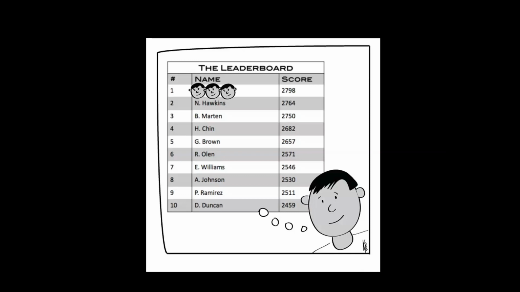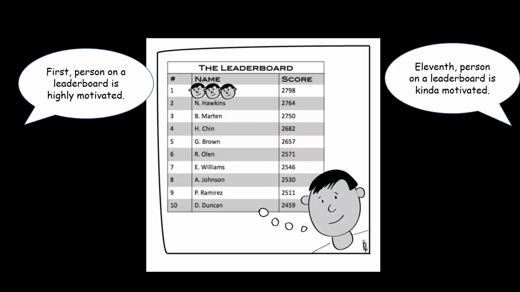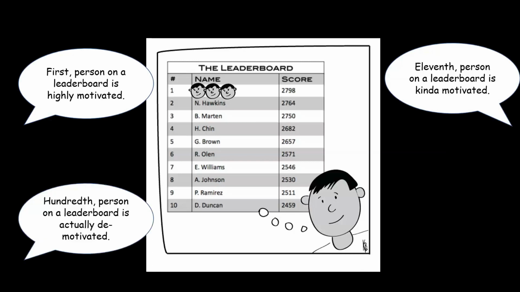And I always say about the leaderboard, the first person on the leaderboard is highly motivated. The 11th person, kind of motivated, not much. The 100th person, not motivated at all. So you have the undesirable effect of, hey, I'm 100th on the leaderboard. I'm never going to catch up. I quit. I'm not going to go through all this. I'm done. So that's an undesirable behavior because you don't want somebody to quit. We want people to keep being engaged in the gamified environment.